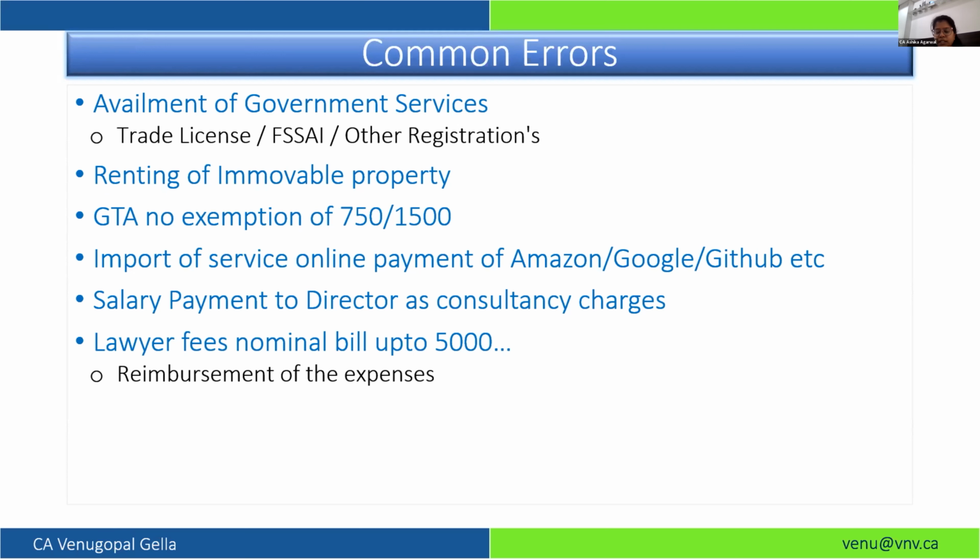Salary payment, I already discussed, director. Lawyer fee: what happens with advocates, many a time, is they charge you for reimbursements, like notary and all that, small actual expenses. Our advice is that it will form part of the value. So it is better you pay the tax on it and claim ITC on it.